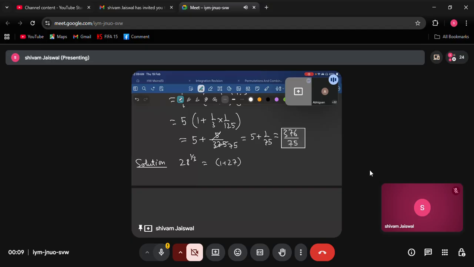1 plus 27 whole to the power 1 by 3. Taking 27 common, 3 outside. 1 plus 1 by 27 whole to the power 1 by 3, which will give us 3 into 1 plus nx. That is 1 by 3 into 27, which will give us 3 plus 1 by 27, which is 82 by 27. Okay.